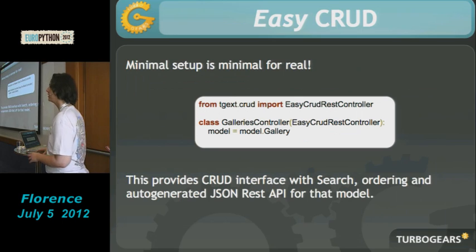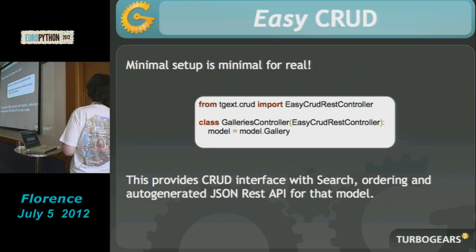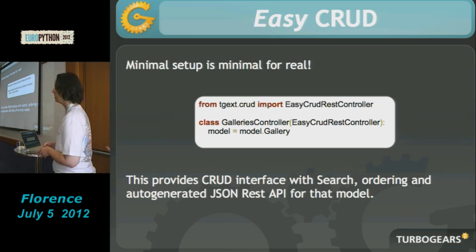Also, one of the interesting things is that the EasyCrudRestController can also be used to create an API, because by default all the REST methods that it generates will also be accessible using JSON data. So, for example, if we mounted this controller as /galleries, we can ask for /galleries/free.json, and we have the gallery free JSON data for free.